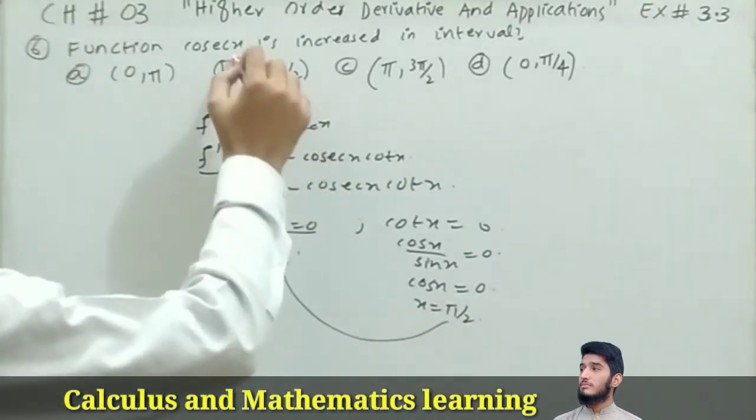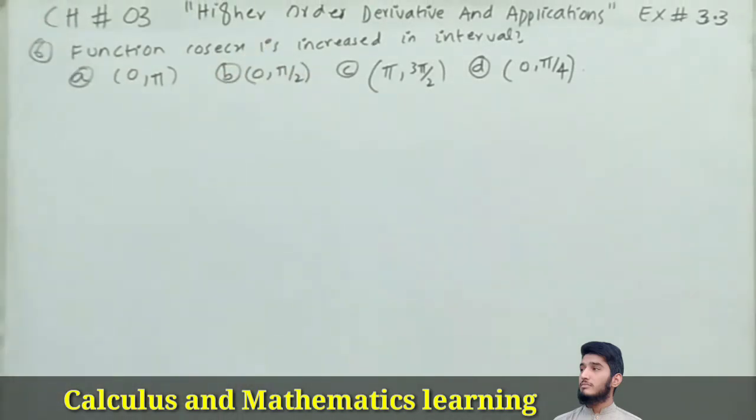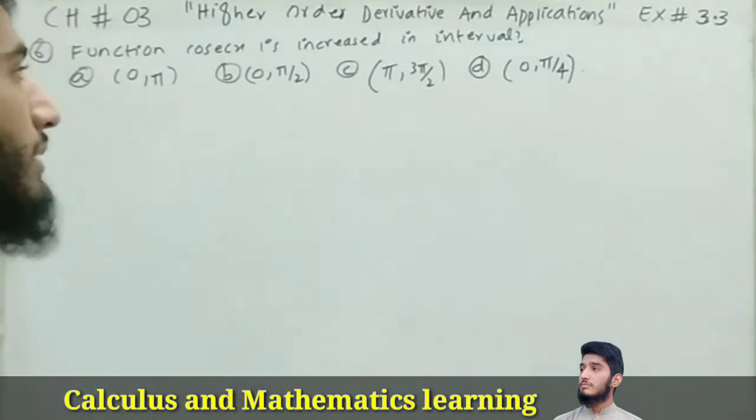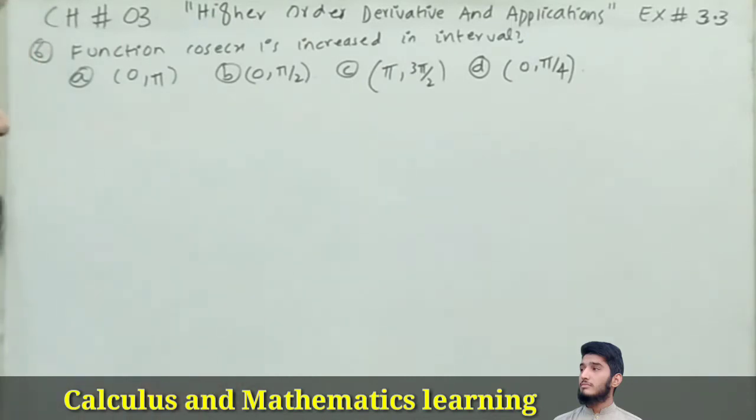So the correct option is option number B. Now move to the next MCQs. MCQ number 6 of function cosecant. We skip the two questions because they were totally related with chapter number 4, that inshallah we will solve in the next video, differentiation of a vector function. That's why we skip the two questions.